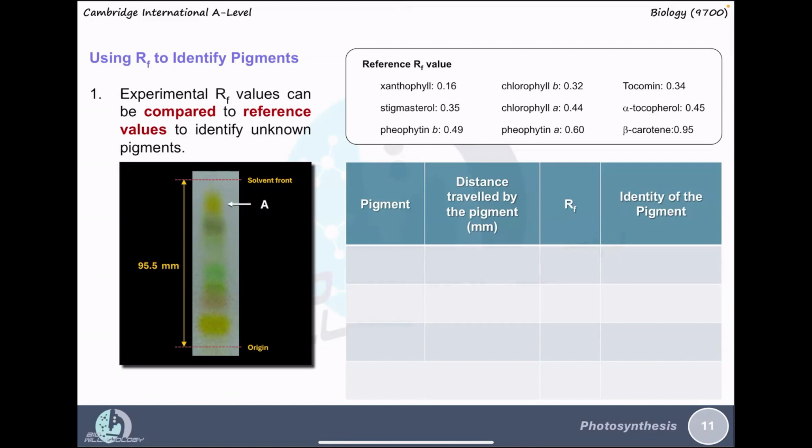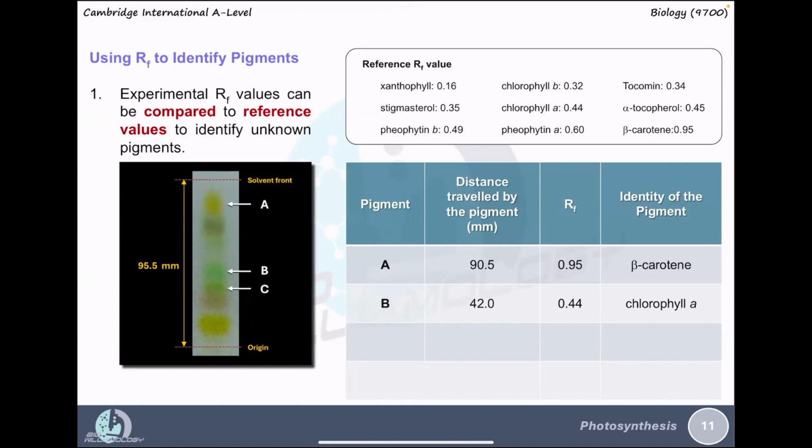For pigment A, we can measure the distance from the origin to the center of the pigment, let's say 90.5 millimeters. By calculating the RF value, we get 0.95. Referring back to the reference value, we know that pigment A is beta carotene. We can do the same for pigment B. We measure the distance, 42.0 millimeters, and we calculate the RF value, we get 0.44. Based on the reference value, we know that pigment B is chlorophyll A.